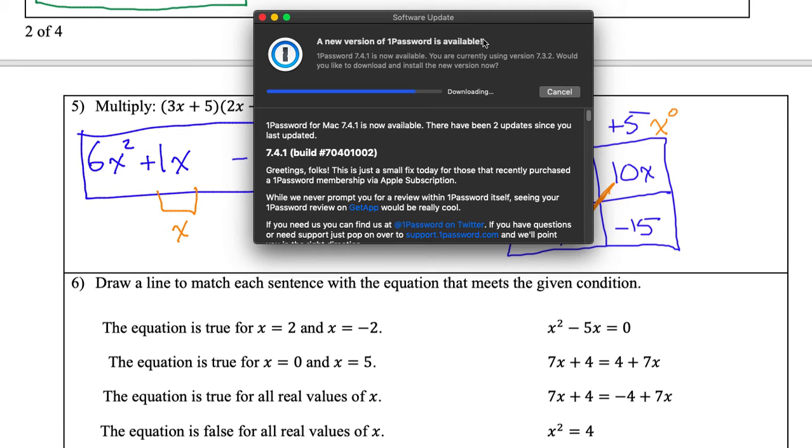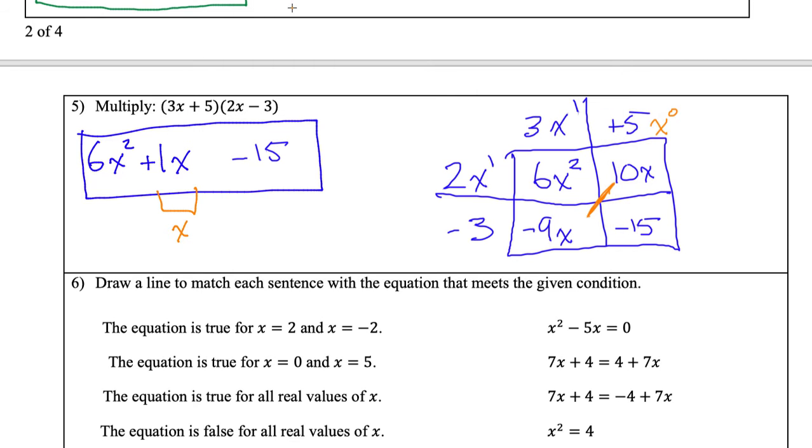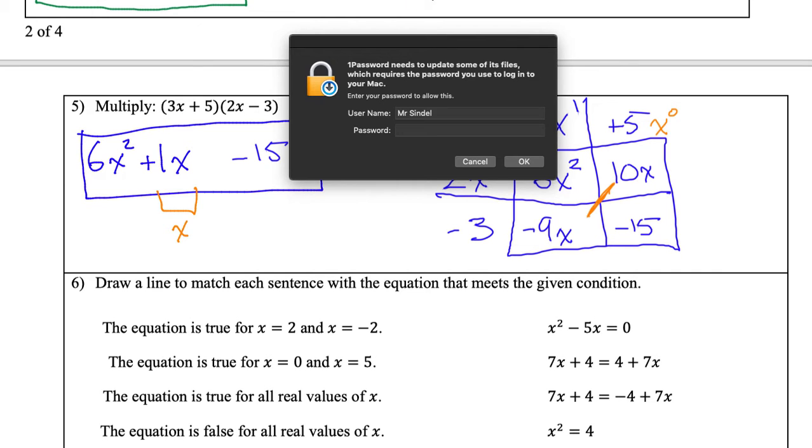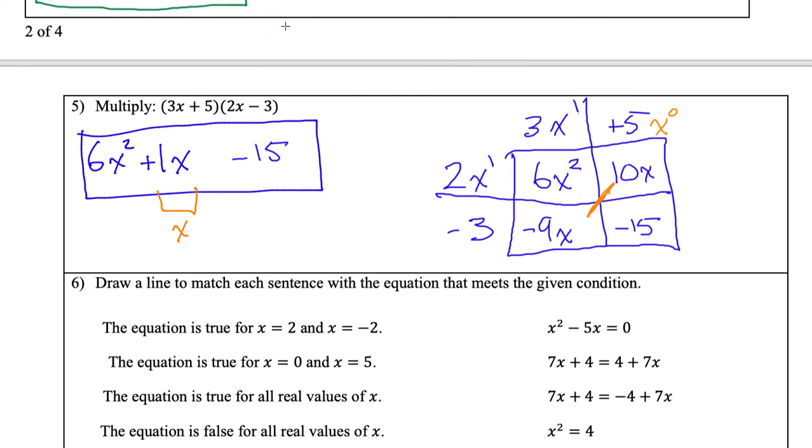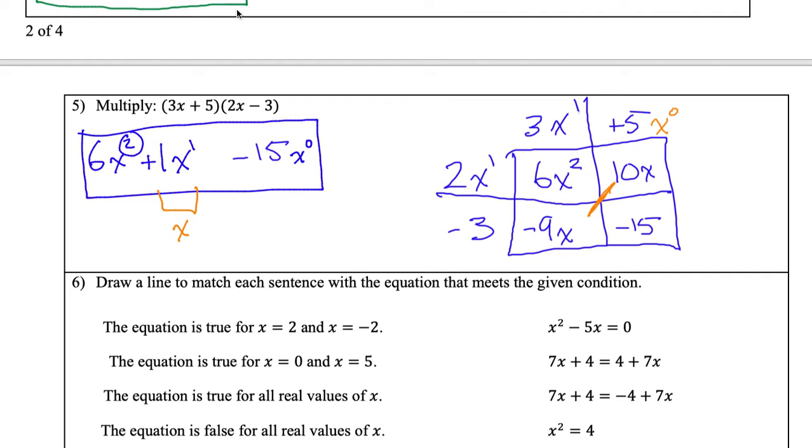Does it matter what order you write it? Mathematically speaking, no. But there is something called standard form, where you write them in the biggest powers. This was the power of 2, this was the power of 1, this was the power hidden 0. You should write it in descending powers, but it's still mathematically correct. It is just more professional to write it in standard form.